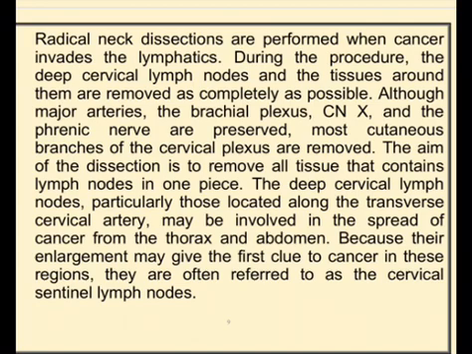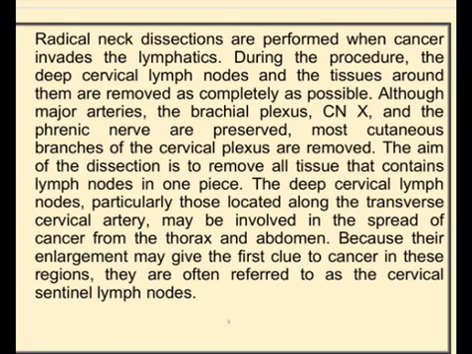So when you're doing radical neck dissection, you preserve the major arteries, the brachial plexus, the 10th cranial nerve, and the phrenic nerve. Most cutaneous branches of the cervical plexus are removed in the course of radical neck dissections. Why do you have to do radical neck dissection? You do it to remove all tissues that contain lymph nodes in one piece.